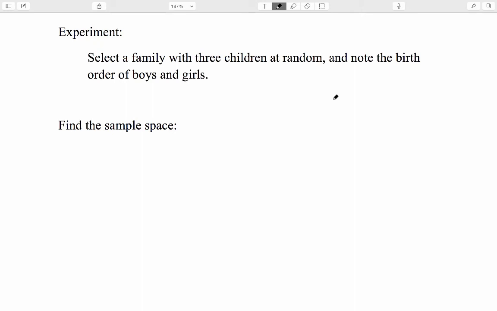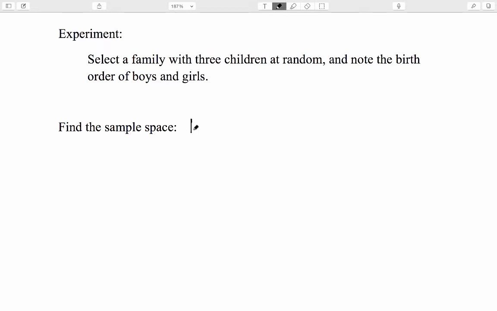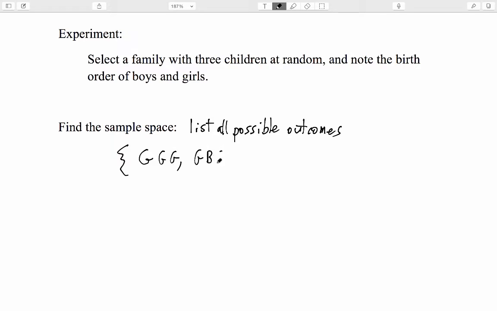We are looking at the experiment of selecting a family with 3 children at random and noting the birth order of boys and girls. Our task is to find the sample space, in other words, to list all possible outcomes of the experiment. That is what finding the sample space means. Now, the outcomes are going to look like GGG, GBG, etc. We're going to be able to represent outcomes as words in a 2-letter alphabet consisting of B's and G's, where the words are 3 letters long.